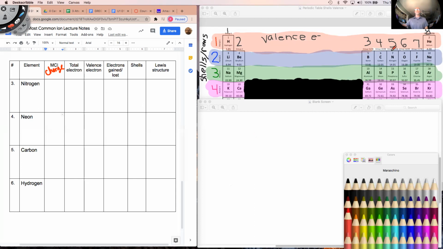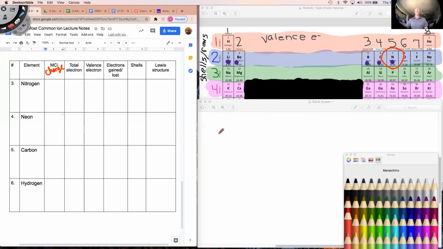So the first thing we want to do is find nitrogen. And you can see nitrogen is right here. Nitrogen is in the second shell. Nitrogen has 7 protons. Nitrogen has 7 electrons. But we want to know, what will nitrogen become if it becomes an ion? It has 5 valence electrons, which means its outer shell has 5. Now we know that the maximum number of electrons that we can have in an outer shell is 8. And nitrogen has 5. So let's go through this process right now.